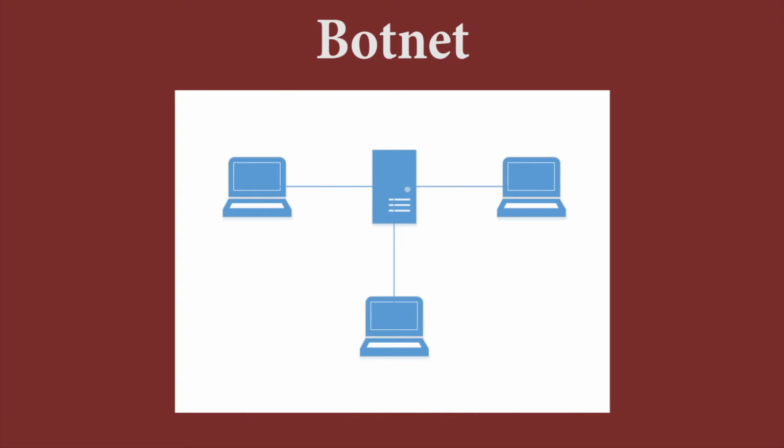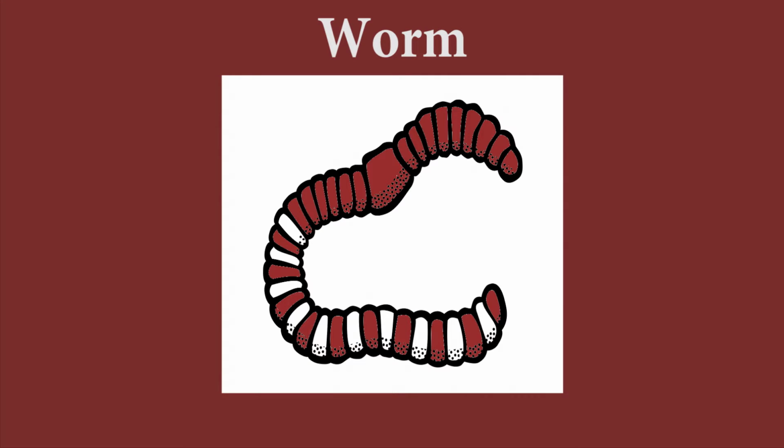Then we have a worm. Now you might ask yourself, why do you put a picture of a worm? It's because a worm eventually has a certain target it wants to attack, and to do that it needs to infiltrate in between different networks to eventually reach that target. Most of the time worms are quite advanced malware.